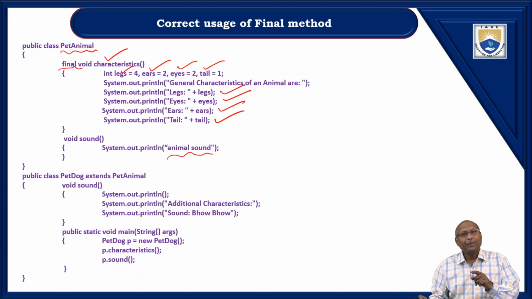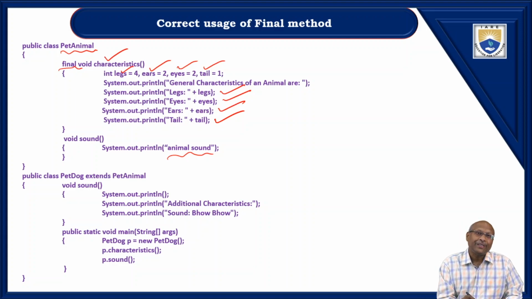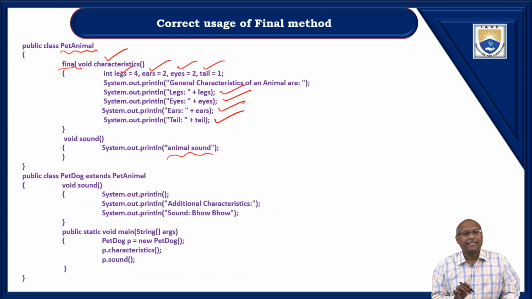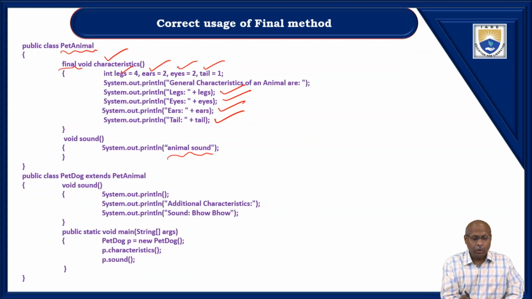If I go to cat, you will get a different sound. If I go to dog, you will get one more sound. If I go to cow, I will get one more sound. So depending upon the animal, the sound will be changing. That's why I made this method non-final. That means I can override. So this method is allowed to override.